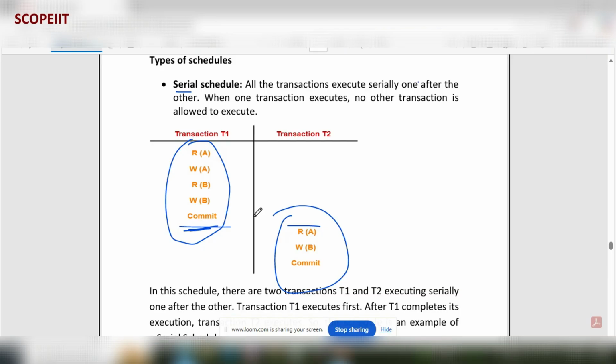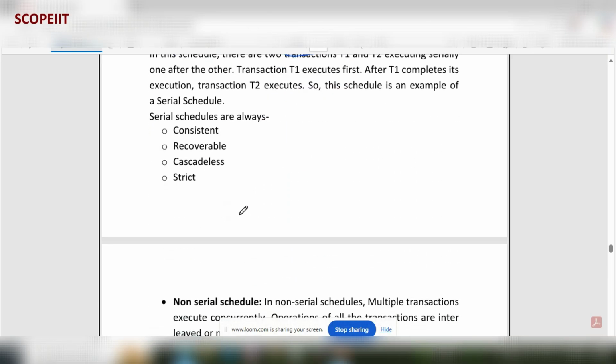Serial schedule is a keyword that you have to remember for UGC NET, GATE and PGCET, some competitive exams, right? So what is a serial schedule? Serial schedules are always consistent. What do you mean by consistent? Consistent means if before the transaction it was in a consistent state, then after the transaction it should also be in a consistent state. So a serial schedule is always consistent, recoverable, cascadeless and strict. If you don't know these three, these are actually types of schedule that I am going to cover next.